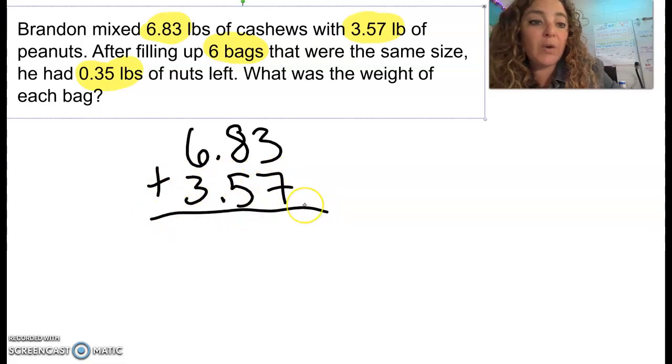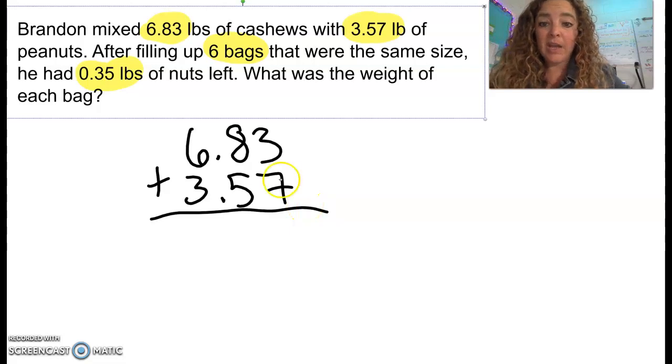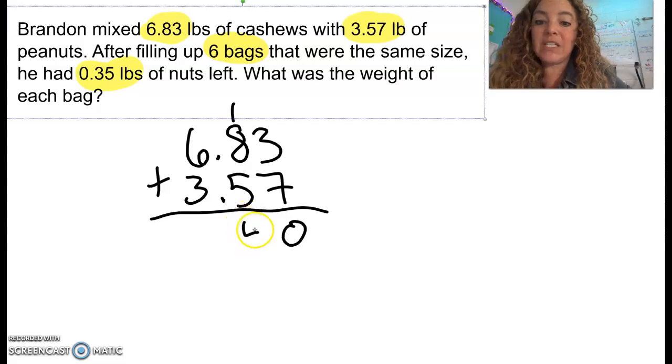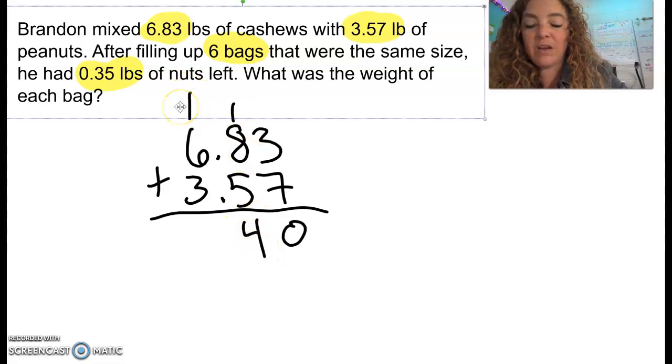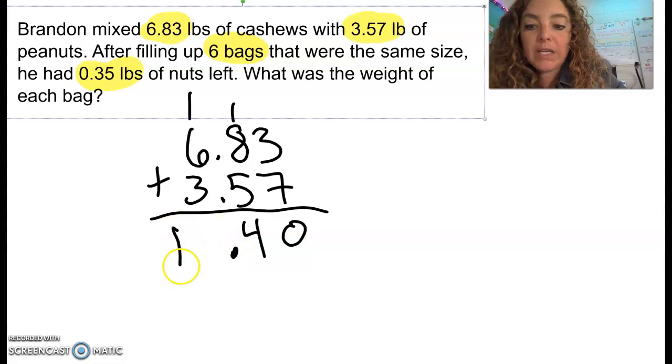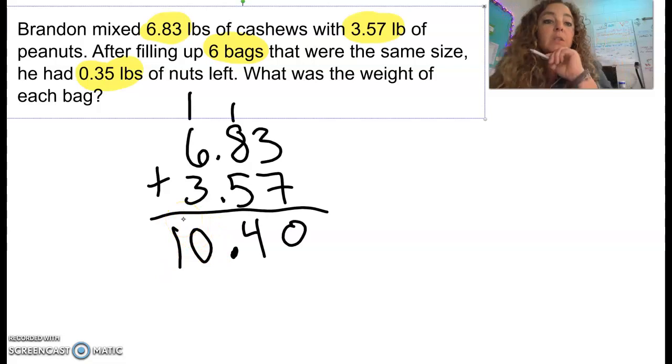So we're just going to start out, we're going to add those up, okay? So 7 plus 3 is 10, carry our 1. 8 plus 1 is 9, plus 5 is 14, carry our 1. Bring our decimals straight down, don't forget to do that. 6 plus 3 is 9, plus 1 more is 10. Okay, so we have this part.